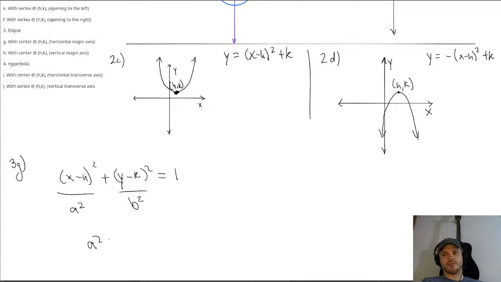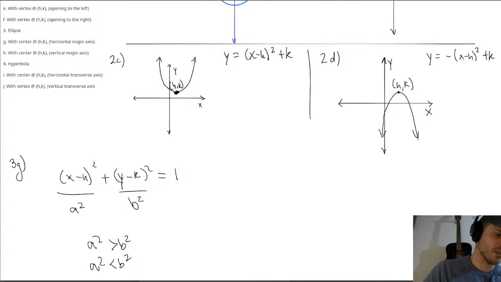If a squared is greater than b squared, this tells you one way the major axis goes, and if a squared is less than b squared, then the major axis goes the other way, which I'll try and draw for you in a second. I just want to convince myself that I'm correct before I tell you the wrong thing. So, Desmos.